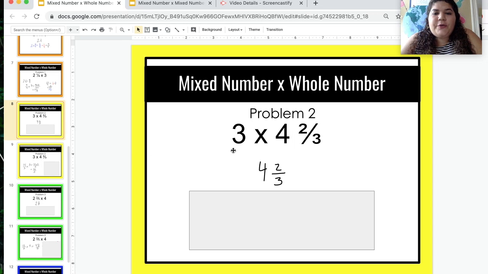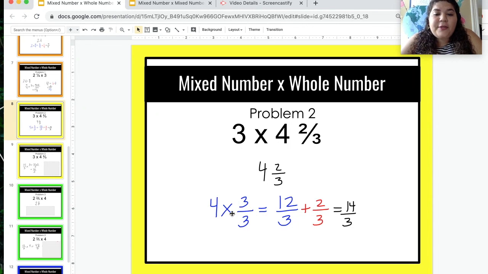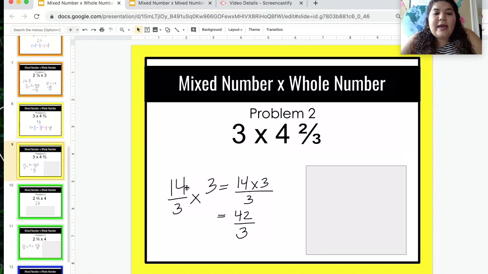All right, problem 2. 3 times 4 and 2/3. So here we, again, have to make this mixed number into an improper fraction. So first step, I'm going to do 4 times whatever this denominator is. So 4 times 3/3, which gives me 12/3, plus the 2/3 equals 14/3. So now I have my improper fraction. Now I can multiply. And now here we have 14/3 times 3 equals 14 times 3 over 3, which would give us 42/3, right? But again, this is an improper fraction, so now we need to change it back into a mixed number.